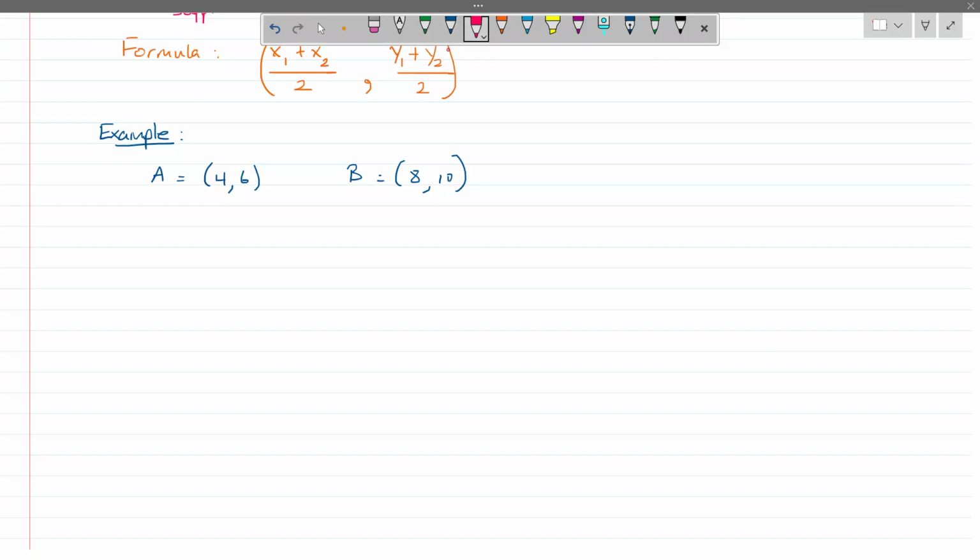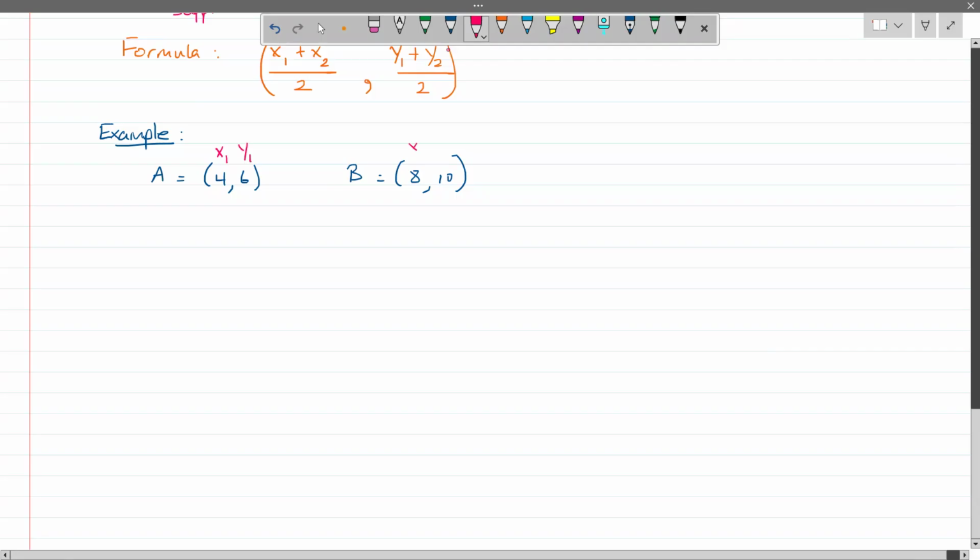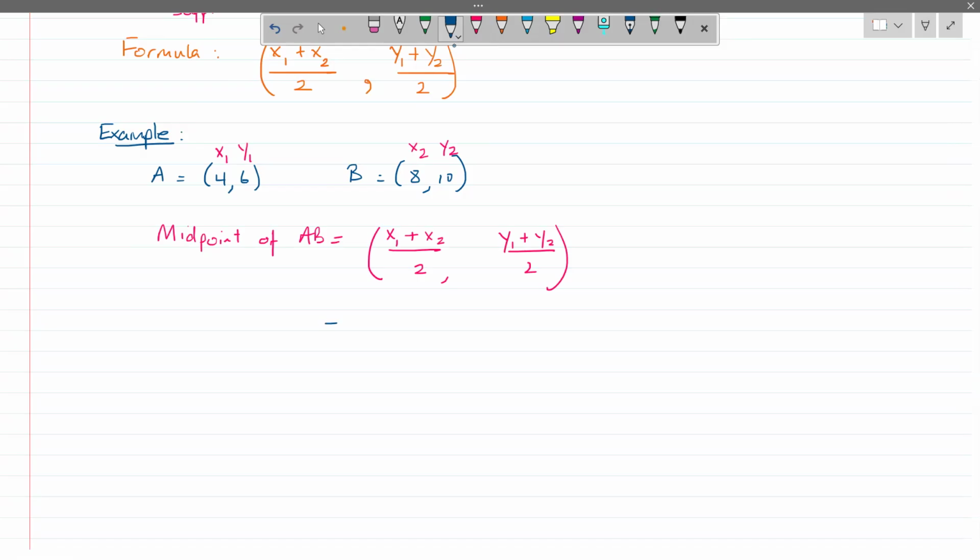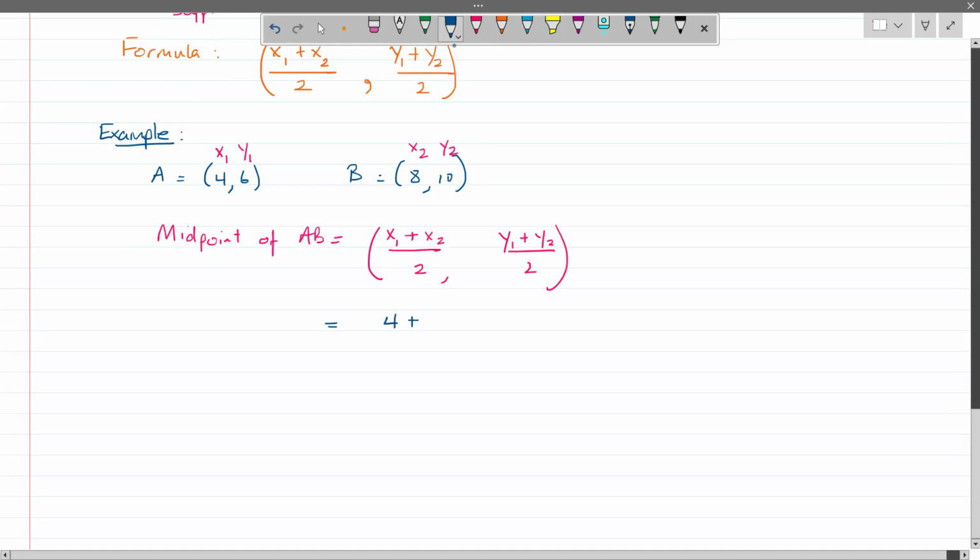So if you have these 2 points, always label your points x1, y1, x2, y2. I would always write my formula, the midpoint of AB is equal to x1 plus x2 over 2, y1 plus y2 over 2. And then I'll substitute my values. My x1 is 4, my x2 is 8, my y1 is 6, my y2 is 10. And then we just proceed to work it out.